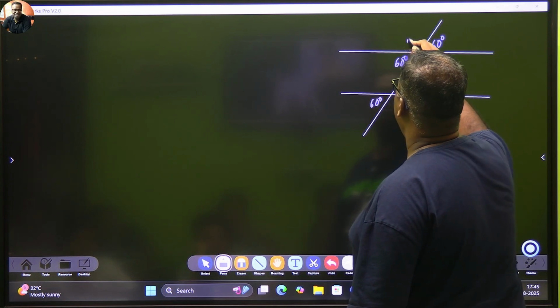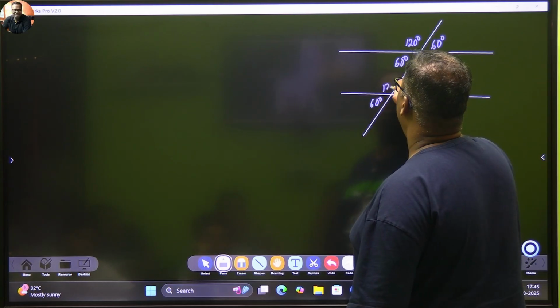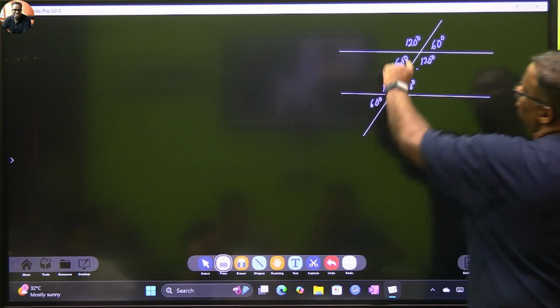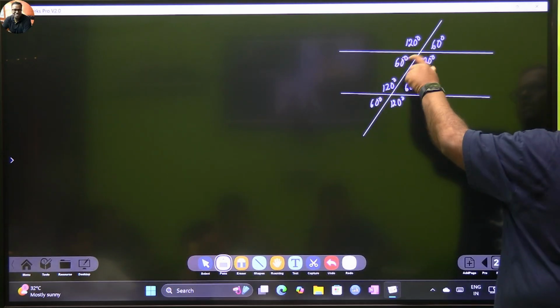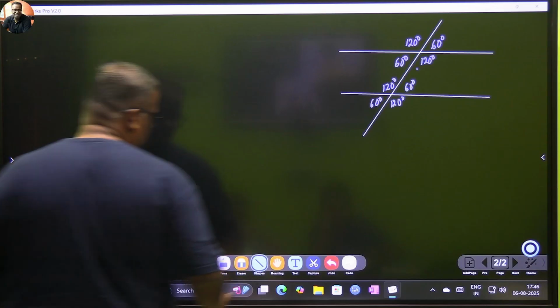This is 60, this is 120. So this is 120, then this is 120, and this is also 120. Add them 180, 180, 180, 180. Yeah, so you have understood. Okay, you have understood. Now let's say the implication on a parallelogram.